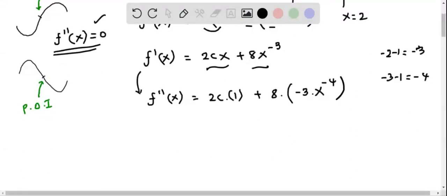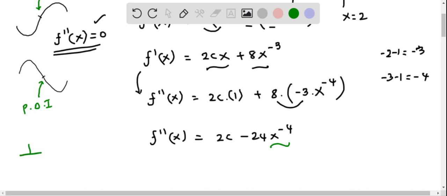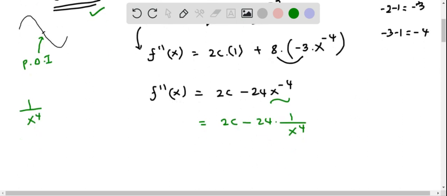Now let me simplify this. So we have f double prime of x, the second derivative of f of x, and this equals 2c. We have 8 times negative 3, which is negative 24, x raised to the power of negative 4. I can now rewrite x raised to the power of negative 4 as 1 over x raised to the power of positive 4. So this equals 2c minus 24 times 1 over x to the power of 4. And since we have to set f double prime of x equals 0, let's do that.